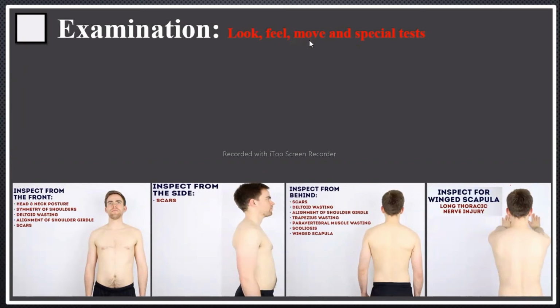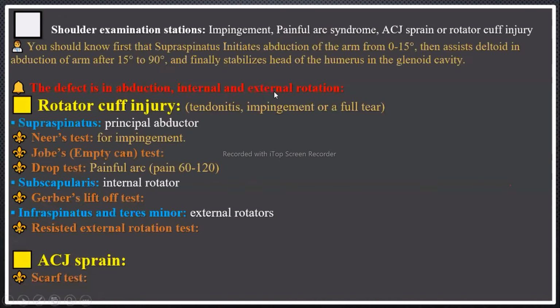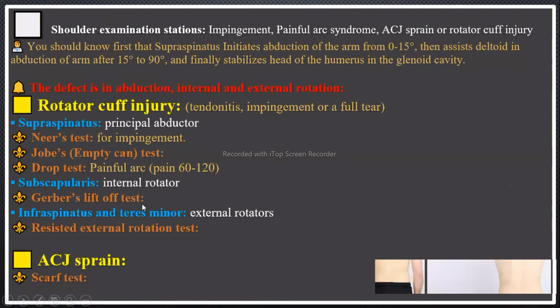Move. Here you ask the patient to move, and then you can move for him. If you ask the patient to move for himself, what does it mean? Active or passive movement? Active. If the patient is doing the activity, it means active. If the patient is not doing activity and you are moving for him, it means passive, right? Okay. And the special test, what does it mean? This test, right?